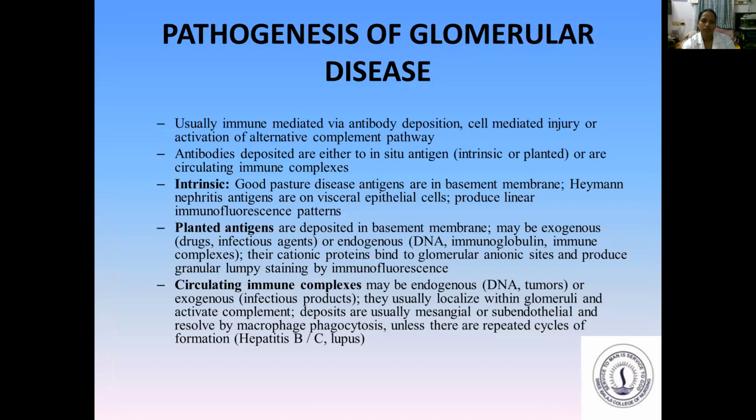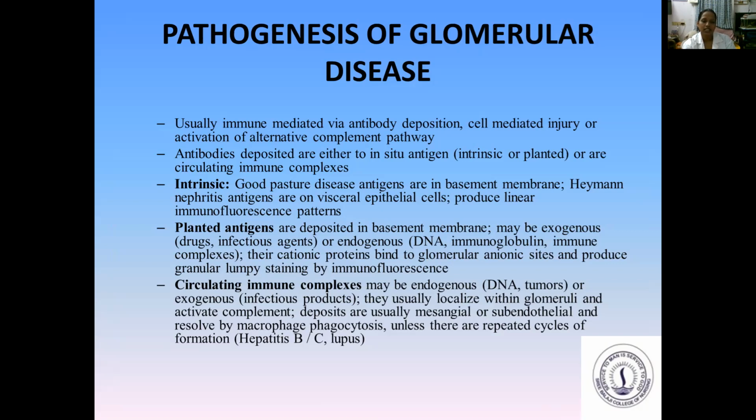So, pathogenesis of glomerular disease. Usually it is immune mediated via antibody deposition, cell mediated injury, or activation of the alternative complement pathway. The antibodies deposited are either to in situ antigens, intrinsic or planted, or circulating immune complexes. Intrinsic, that is Goodpasture disease, the antigens are in the basement membrane. Heymann nephritis antigens are on visceral epithelial cells, which produce a linear immunofluorescent pattern.